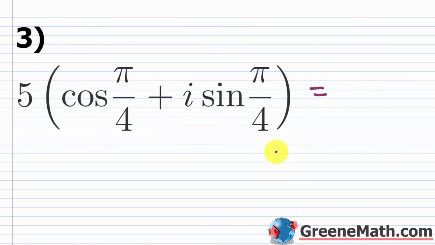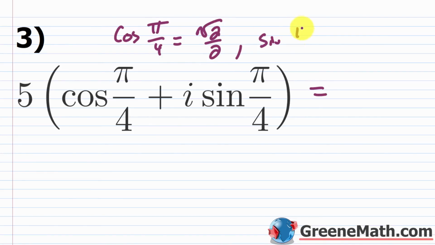So to solve this problem, just first think about what is the cosine of pi over 4, or 45 degrees. Let me write the cosine of pi over 4. This is square root of 2 over 2. And then the sine of pi over 4 is also square root of 2 over 2. So I'm just going to replace the cosine of pi over 4 and the sine of pi over 4 with square root of 2 over 2.